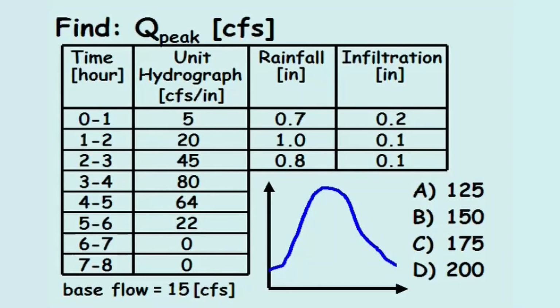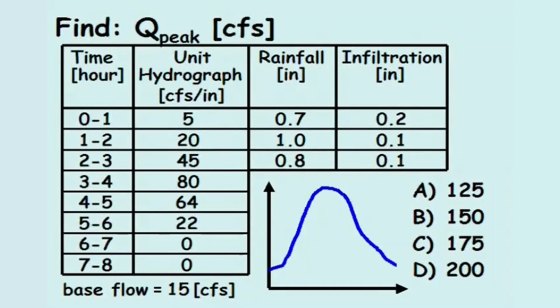Find the peak total runoff in cubic feet per second. In this problem, a unit hydrograph for a particular watershed and discharge point is provided. A 3-hour storm event drops 2.5 inches of rain, some of which is absorbed by the soil.